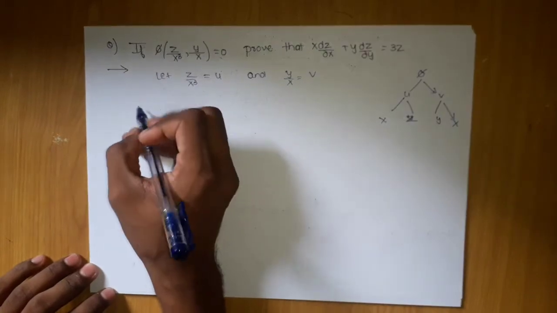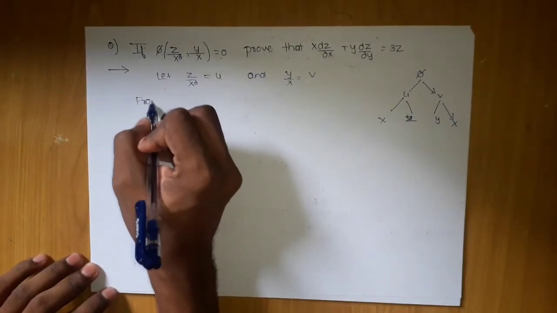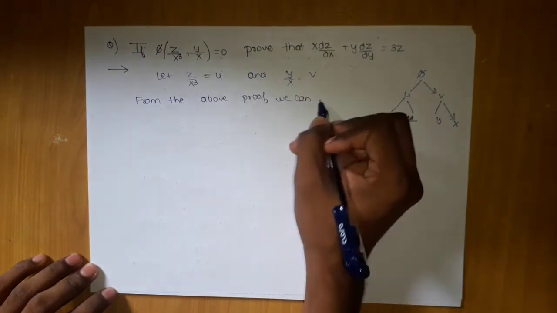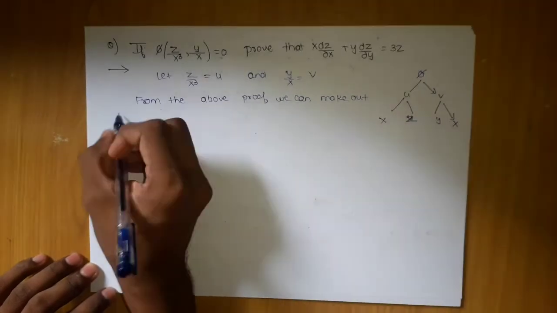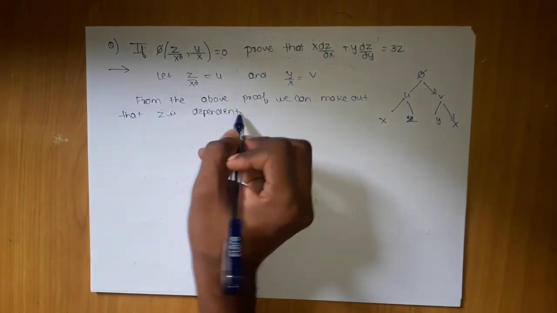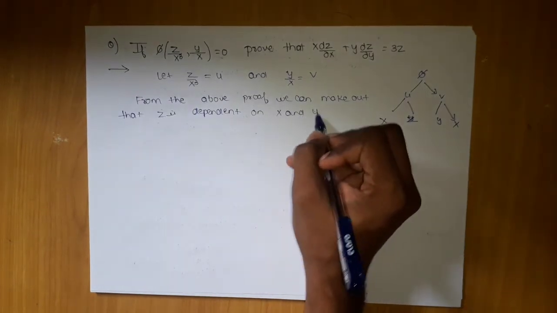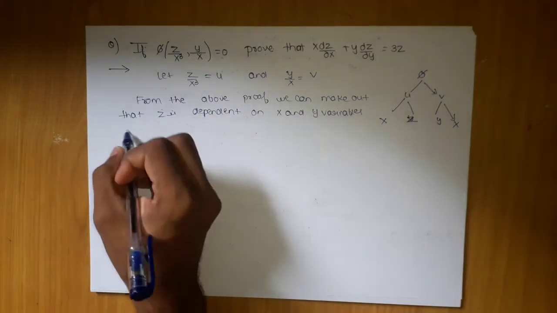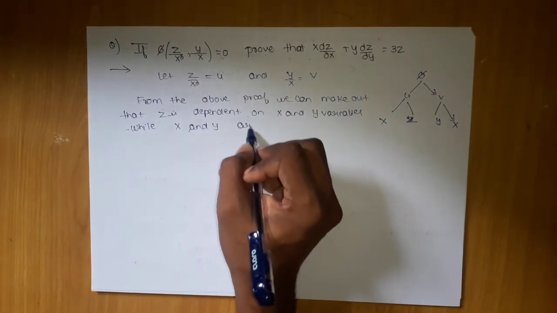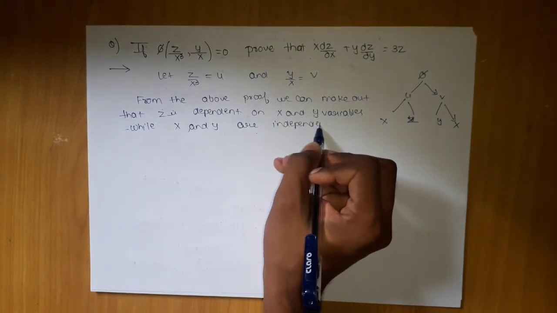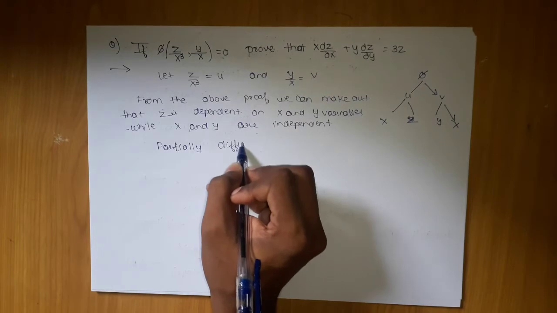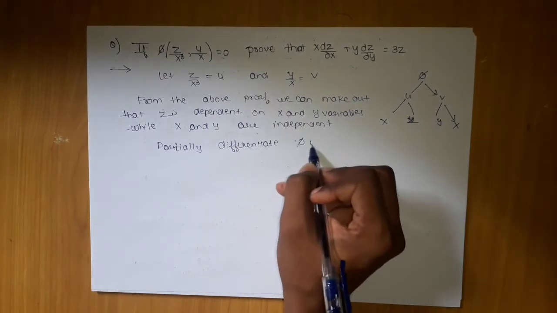After doing this, we have to mention the dependency. From the above, we can make out that z is dependent on the x and y variables, while x and y are independent. Now what we have to do is partially differentiate phi with respect to x.